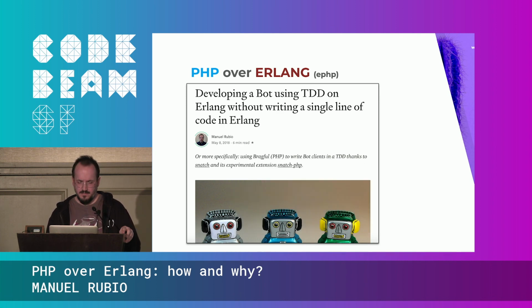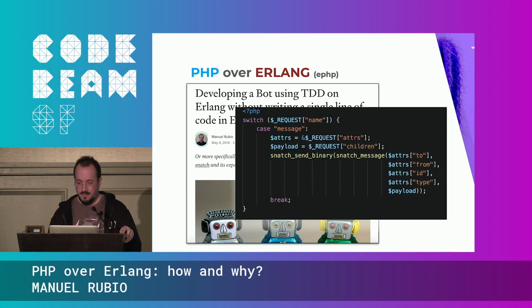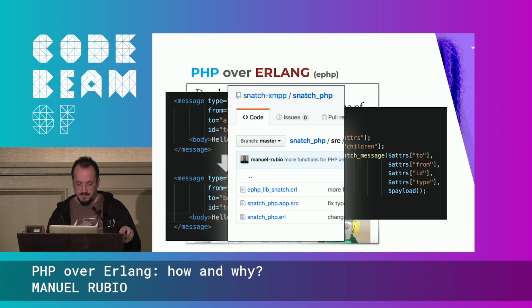So this is published in Medium. I think it's easier to find, but I can send you the URL if you want. This is in Snatch XMPP. Snatch XMPP is a set of libraries in Erlang to connect using components for XMPP. I published there the Snatch PHP, that is the extension to use with Snatch and take advantage of using them together. So you can see there are only 3 files in the project, in the source code.